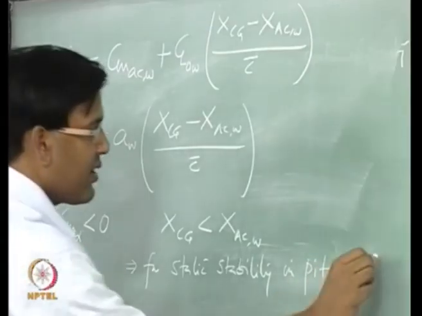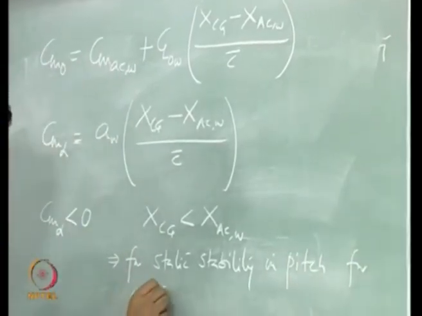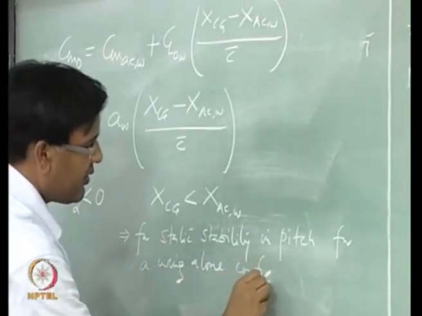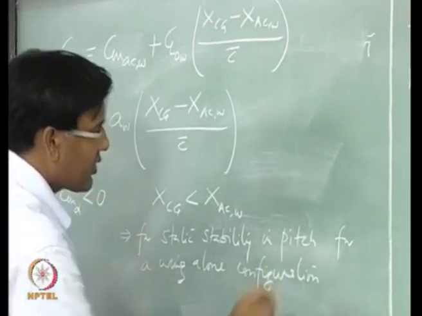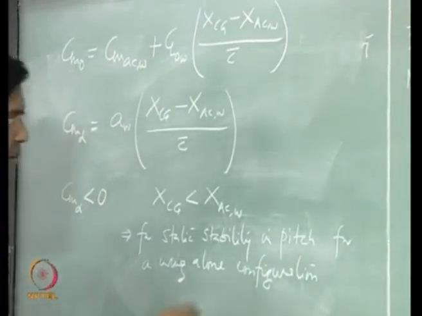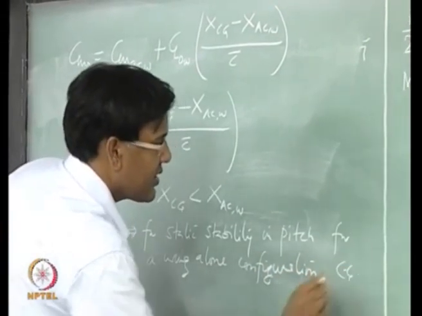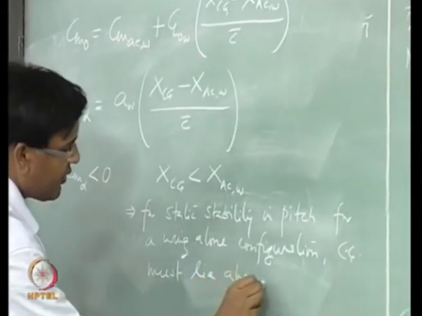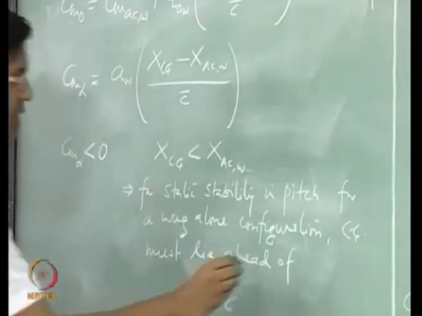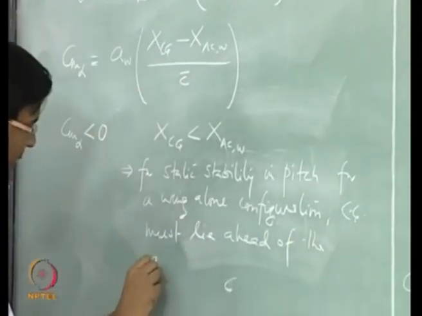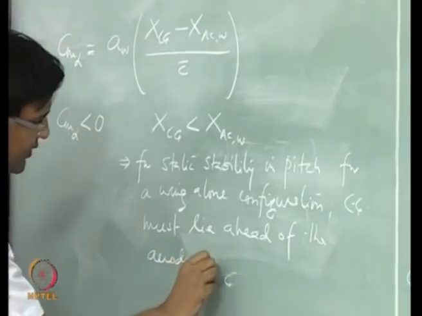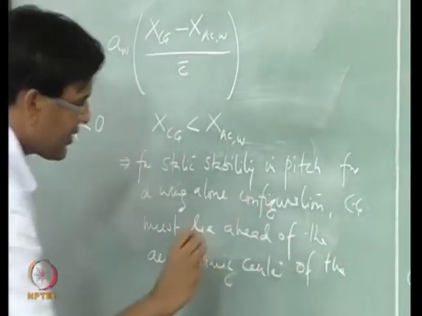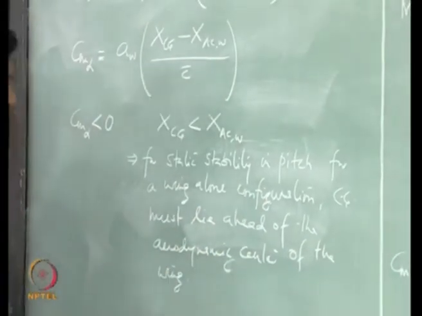in pitch for a wing alone configuration, CG must lie ahead of the aerodynamic center of the wing. This is for stability.